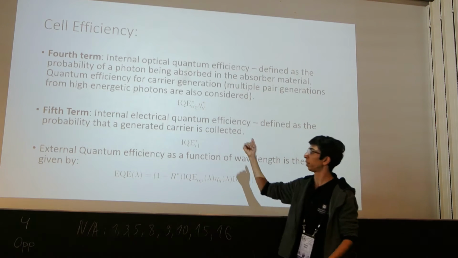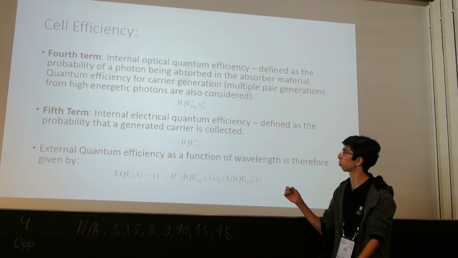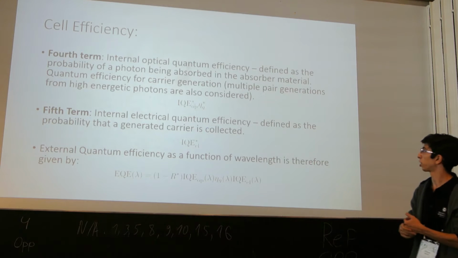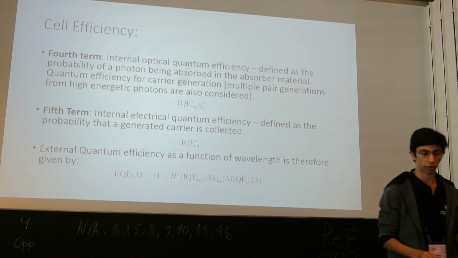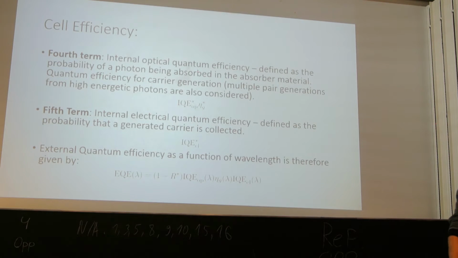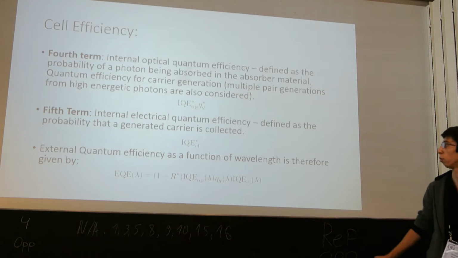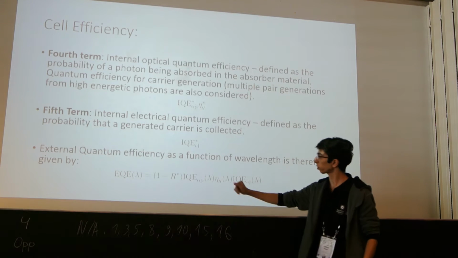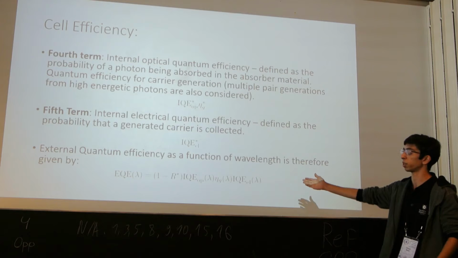There's also an extra term here, which includes the effect of a photon generating multiple electron hole pairs, which is a possibility. As well as that, we've got the electrical quantum efficiency, which is essentially just a measure of the probability that a generated carrier is collected in the system. So using these expressions, we find that the external quantum efficiency is given by something like this, which is equal to all of the reflections multiplied by all of the photons that got absorbed into the semiconductor, as well as the ones that are collected.